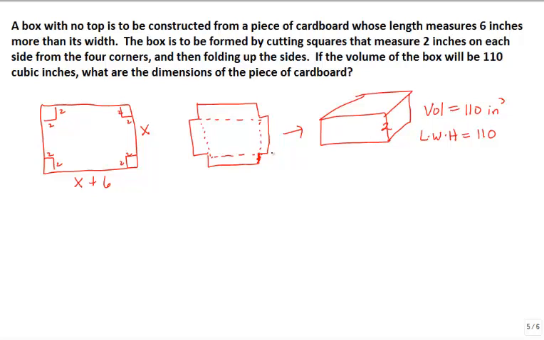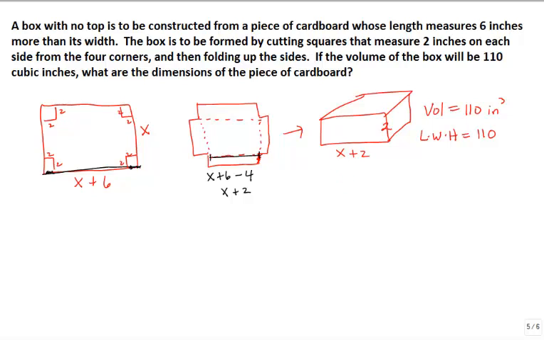If I think about this length of my box over here, that comes from this length right here, which is the original x plus 6 with 2 inches taken away from this side and 2 inches taken away from this side. So it's really x plus 6 with 4 inches taken away total. So that would make a new dimension of x plus 2. So over here, our new length is x plus 2.